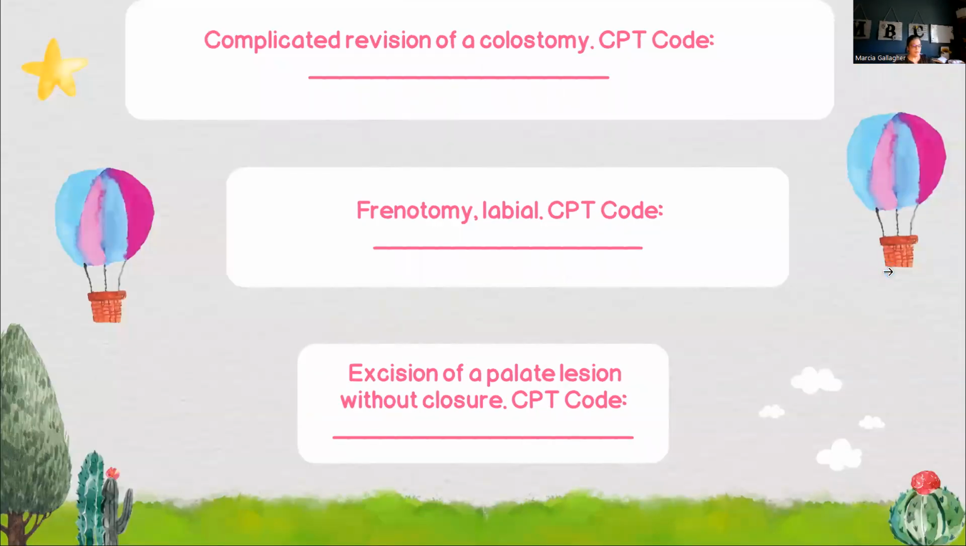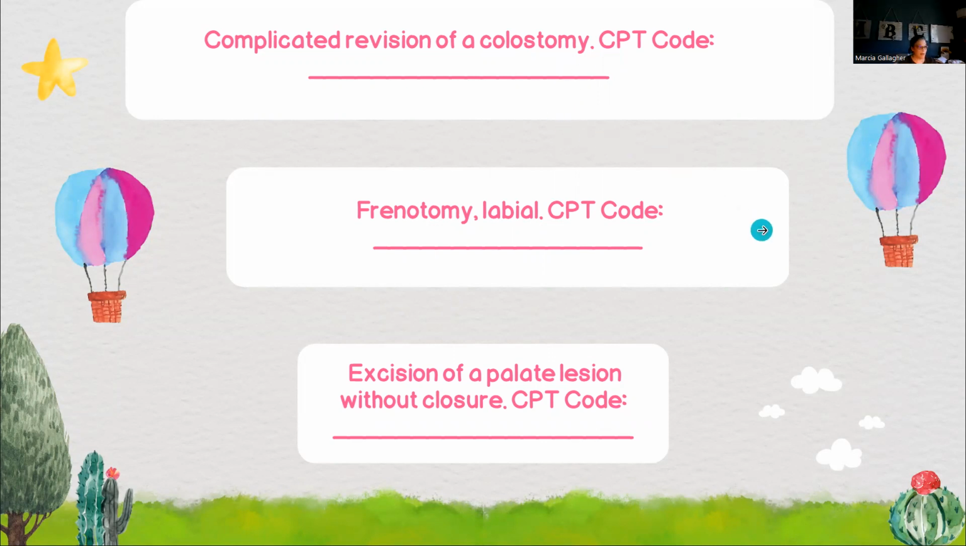All right. So now these come from the chapter 19 workbook. Complicated revision of a colostomy. So this is how we would map this out. You would go colostomy. That's found on page 1069 in your index. Then you're going to go revision. You have a choice of 3 codes, 44340, 44345, and 44346.